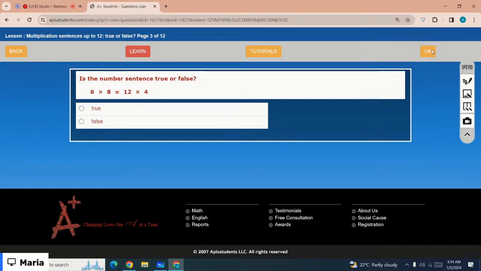6 times 8 equals 12 times 4. Which is the correct option? Yes, that is true, because 6 times 8 is 48 and 12 times 4 is also 48. So both sides are exactly equal. So that is true.